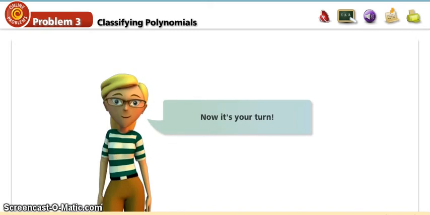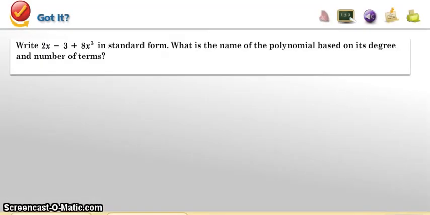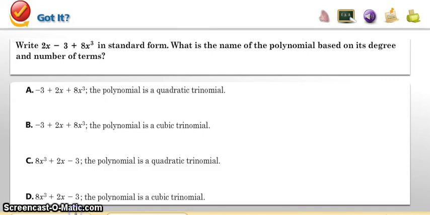Now it's your turn. All right, here is your polynomial. You need to write it in standard form first. Remember, the definition of standard form is that the degrees of the monomial terms are in descending order. So you start with the largest exponent and go down from there. And then once you've done that, you need to identify it based on the degree and the number of terms. Now here are your answer choices. Pause the video and work on that real quick.